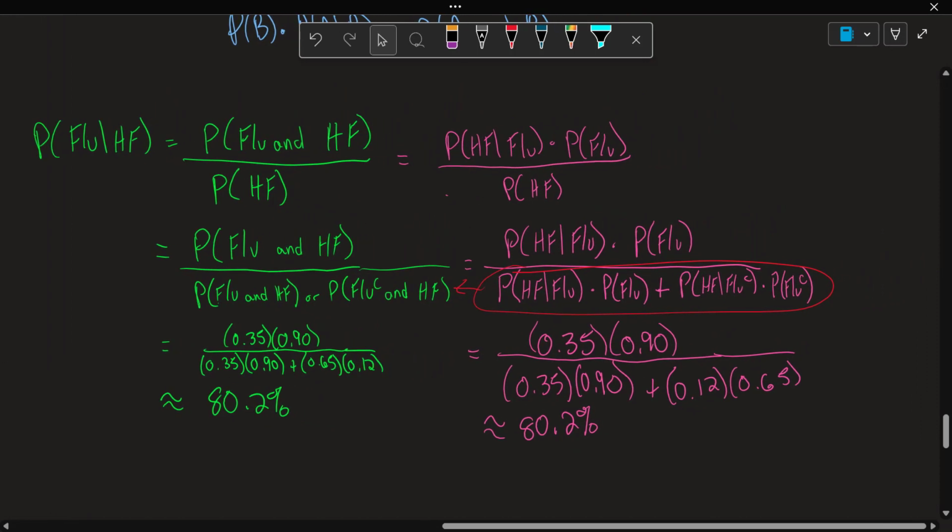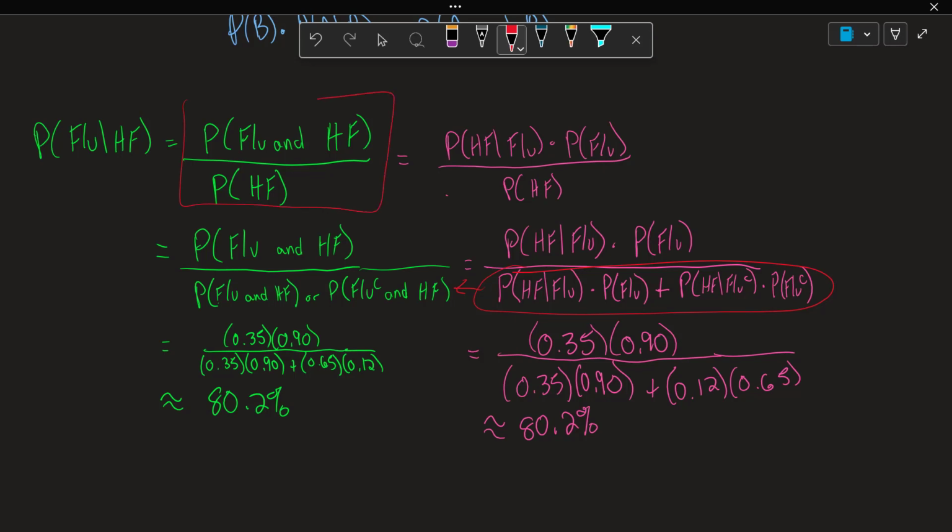I have it written a couple different ways. So we want the probability that they have the flu given they have a high fever. Again, this is what we want. That's our formula. But also, rearranging the formula, the and of that is the probability that we have a high fever given the flu times the probability of having the flu. And that's over the probability of having a fever.